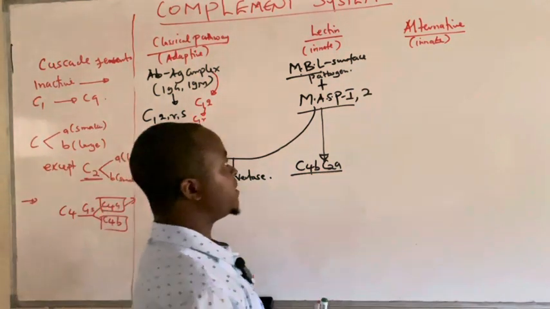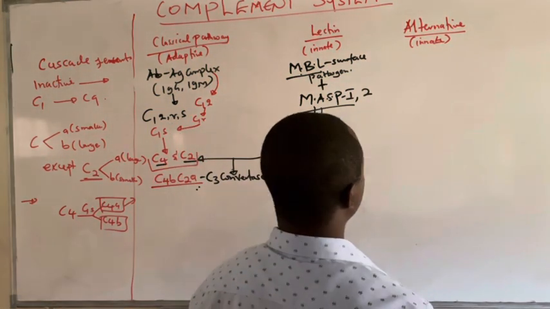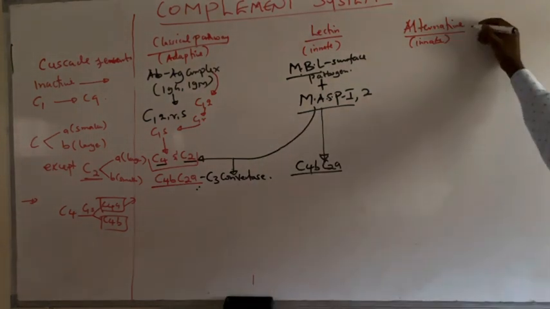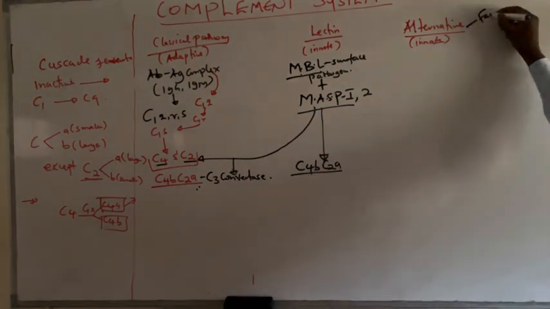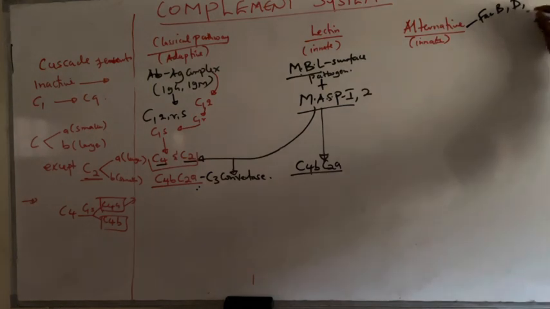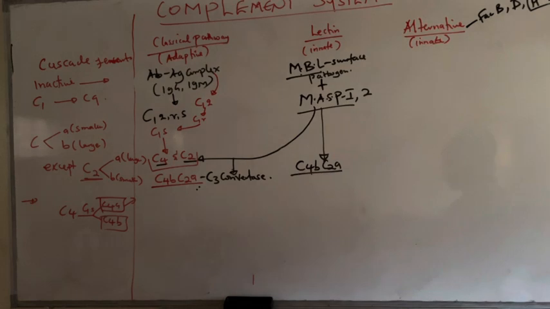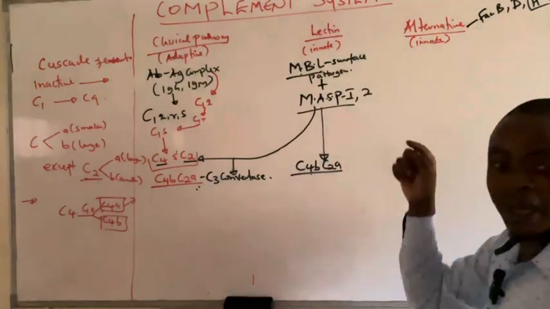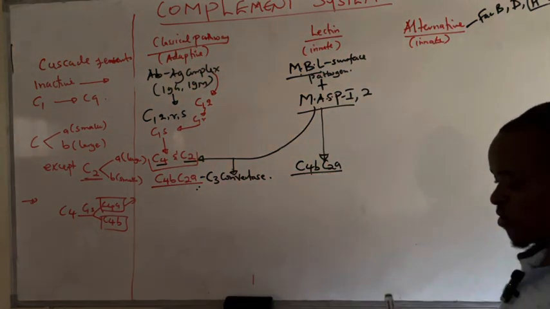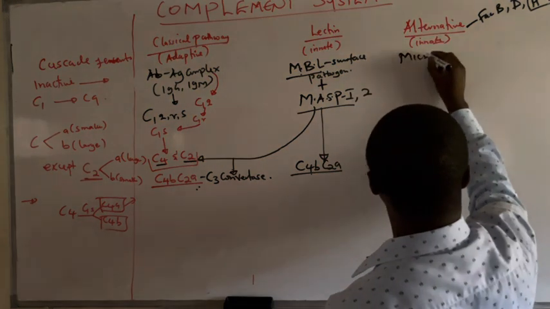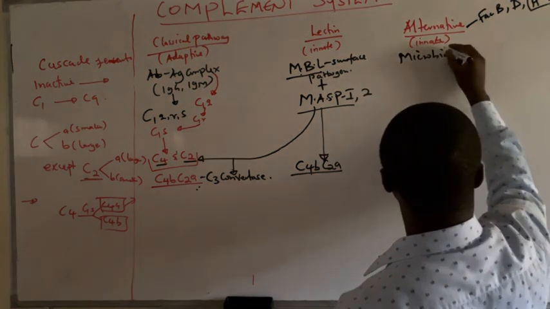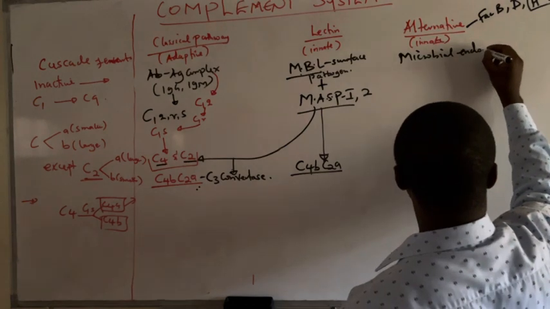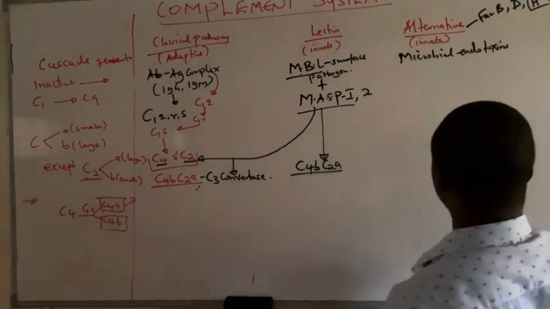Then under the alternative pathway, we are going to see the interplay of factor B, factor D, H, and sometimes I. But the H and I are inhibitory. We shall see them participating in regulation. So whenever the alternative pathway is triggered by bacterial endotoxin, or what we call microbial endotoxin, whenever there is an invading microorganism, these microbes produce toxins, endotoxins, that trigger it.